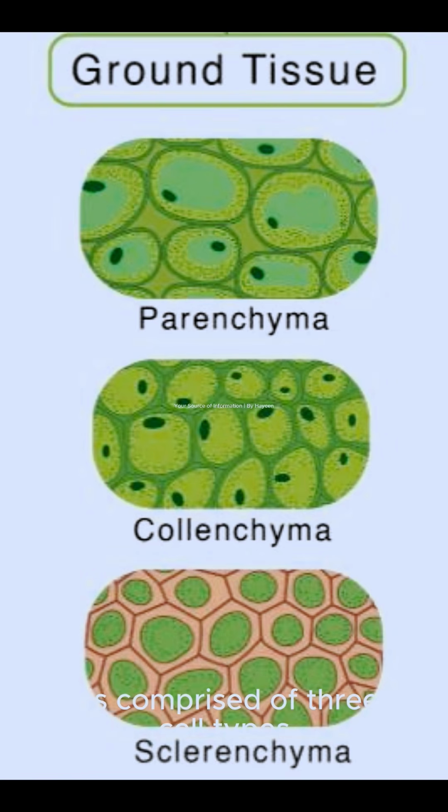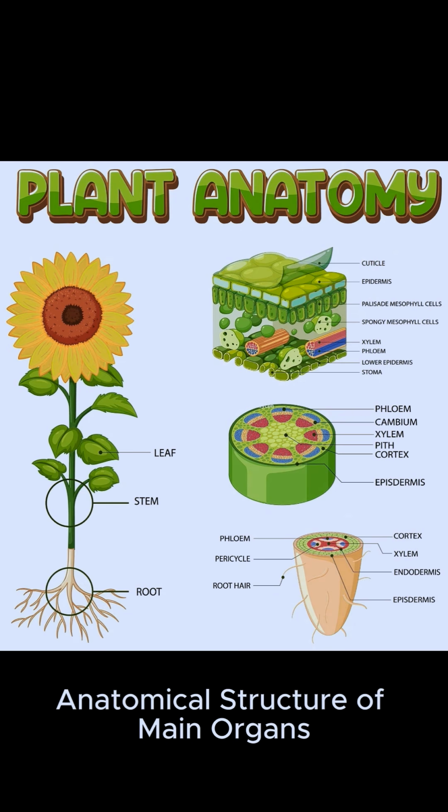It is comprised of three cell types: parenchyma, living storage and photosynthetic cells; collenchyma, flexible support cells; and sclerenchyma, rigid, wood-like strengthening cells. Anatomical structure of main organs.